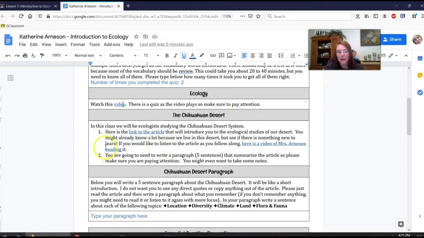Okay, the next part. It says, in this class we will be ecologists studying the Chihuahuan Desert system. Here's a link to an article that will introduce you to the ecological studies of our desert. You might already know a lot because we live in this desert, but see if there's something new to learn. If you would like to listen to the article as you follow along, here's a video of Miss Arneson reading it.